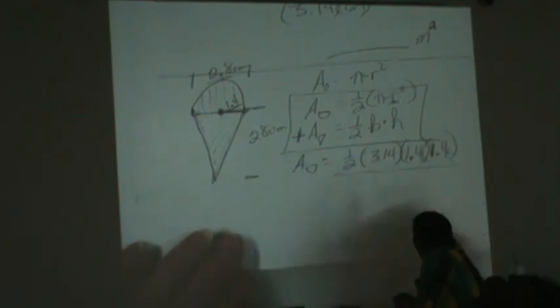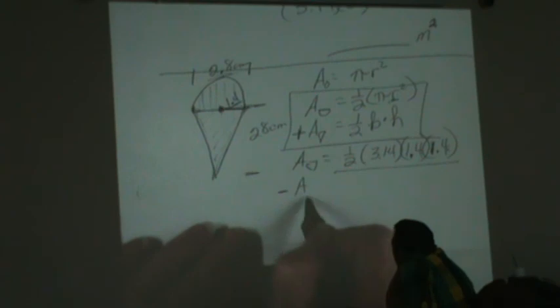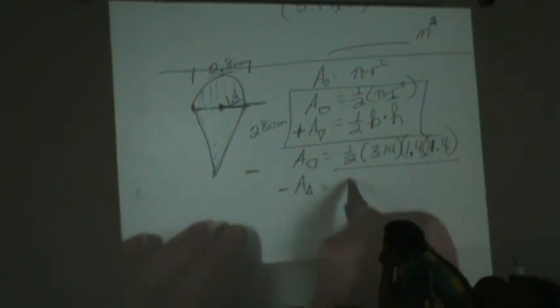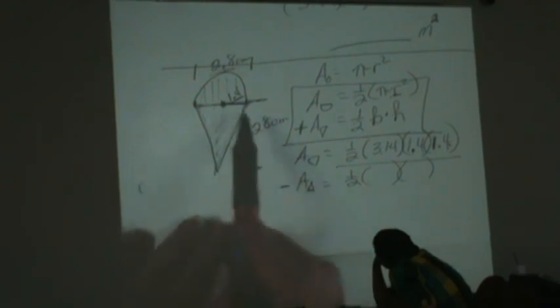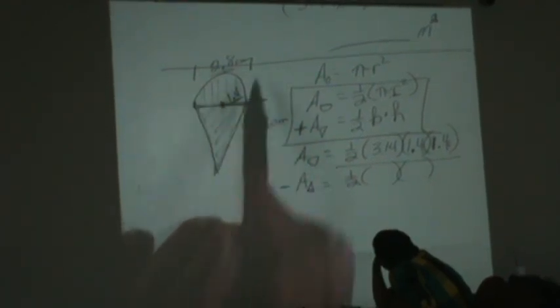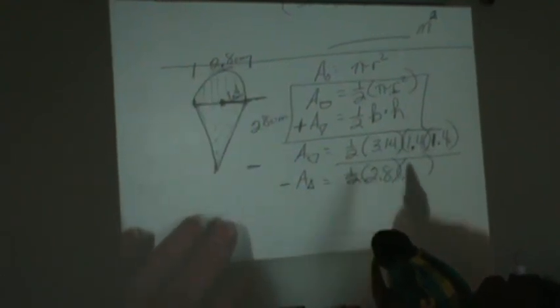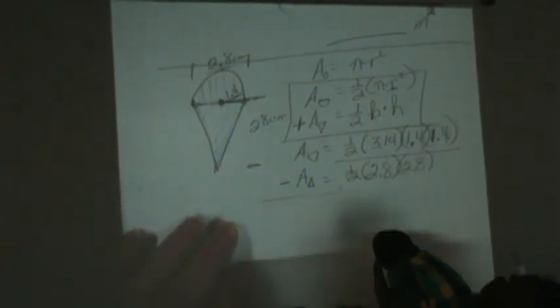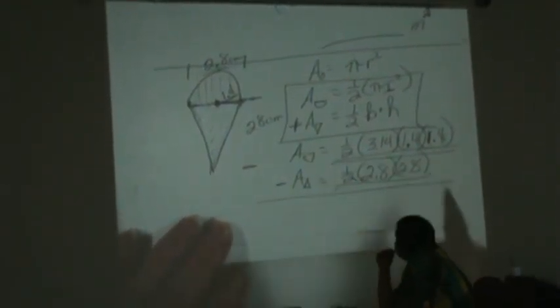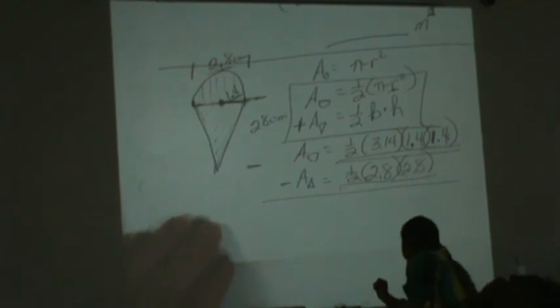Do all that. Figure out your whole triangle part. 1/2 base times height. What's the base of the triangle? The base is the whole thing, right? 2.8. The height of it, 2.8. So figure that number out, figure that number out, and add them.